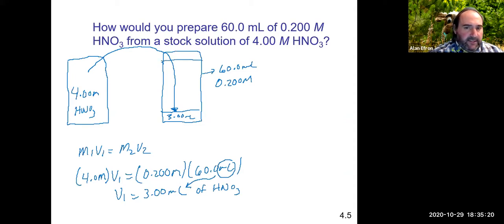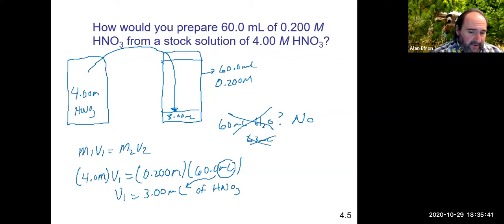So the question is, should I throw 60 milliliters of water in there? And the answer should be no, you should not do that. Because if you did that, that would be 60 milliliters of water plus 3 milliliters of what you already put in there. That gives you a grand total of 63 milliliters, which is too much volume.